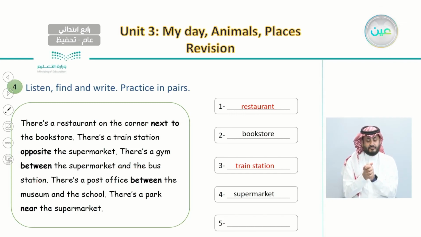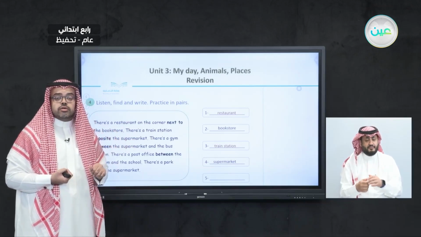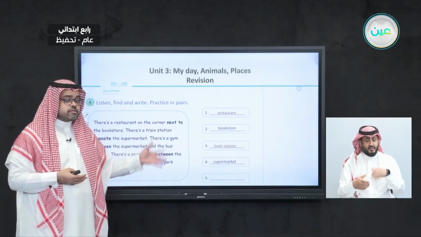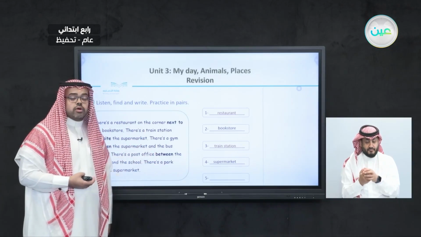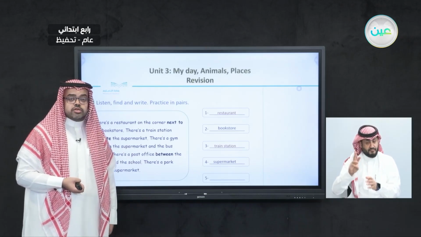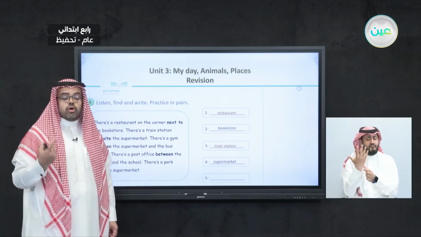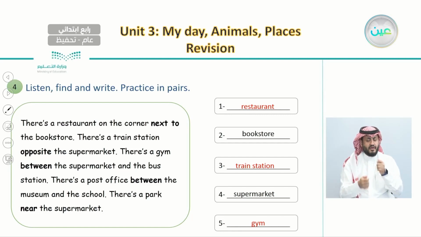So here we can see on our book that we talk about 3 places: a gym, a supermarket, and a bus station. So can we see these places here? Of course we can. We can see that number 4 is a supermarket and number 6 is a bus station. So this will leave us with only one place, which is a gym. So here we go. This is how we answer the first part.